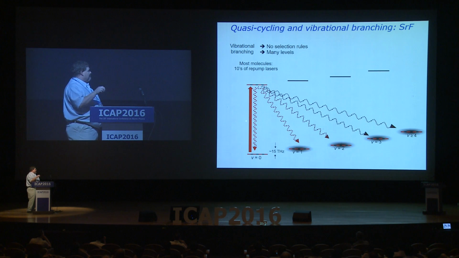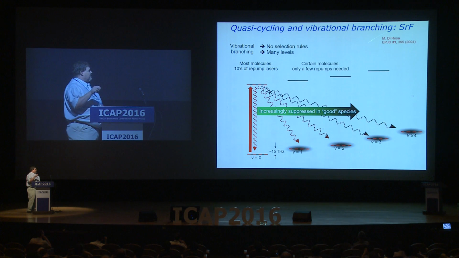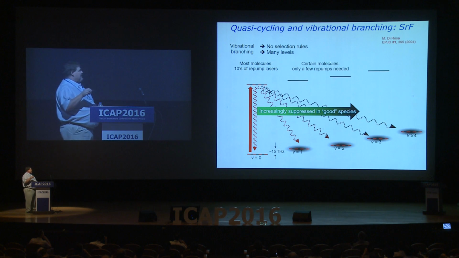So here's that same picture, decay into many vibrational levels. And a key advance was a seminal paper from Mike DiRosa back in 2004, where he pointed out that for a handful, but a large handful, a few dozen types of diatomic molecules, you only need a few repump lasers, not dozens, but a handful of repump lasers. And that's because the decay into excited vibrational levels is increasingly suppressed in these good species.